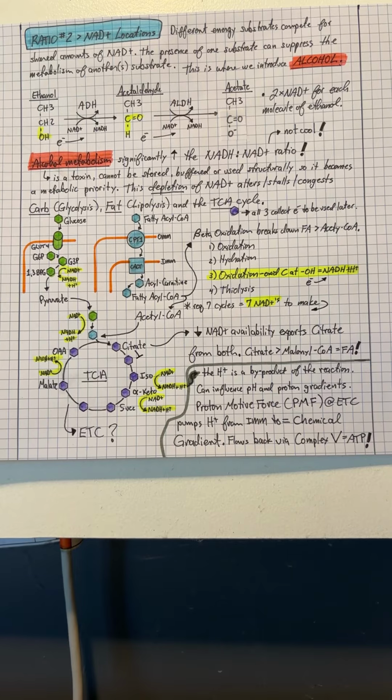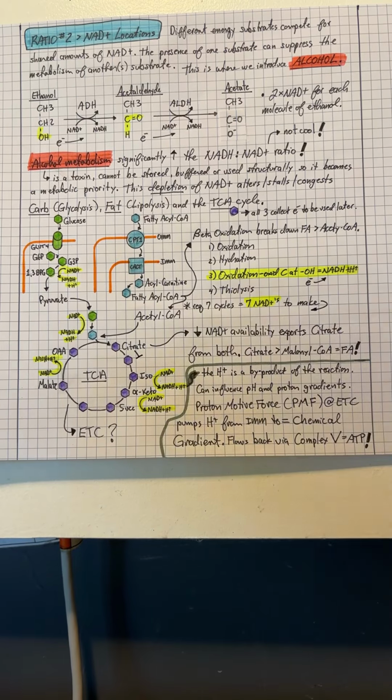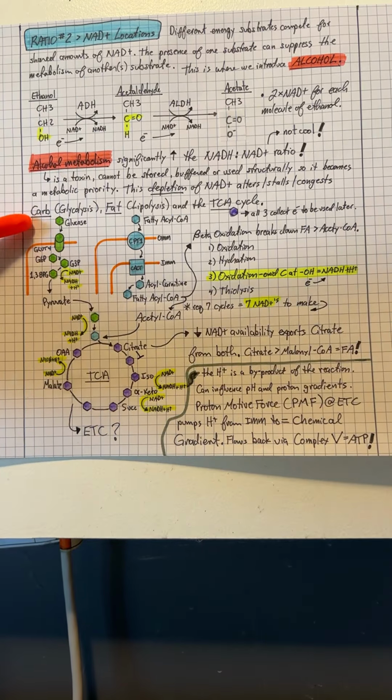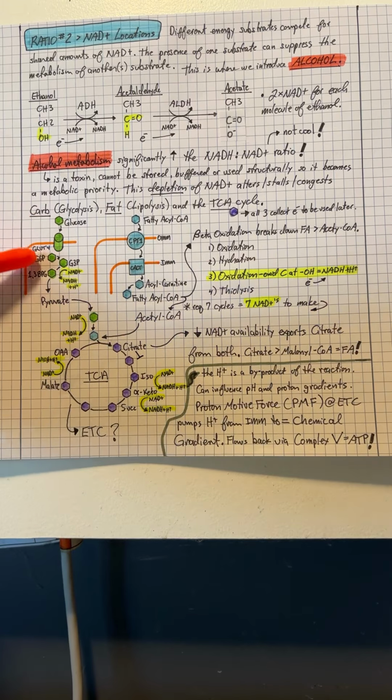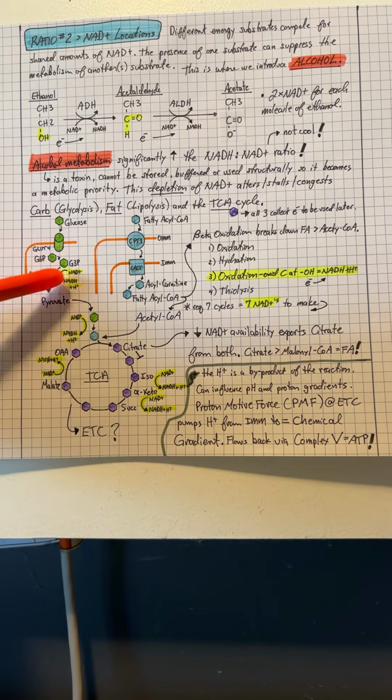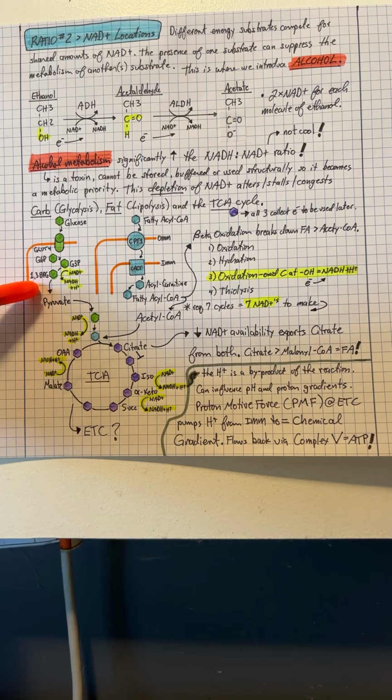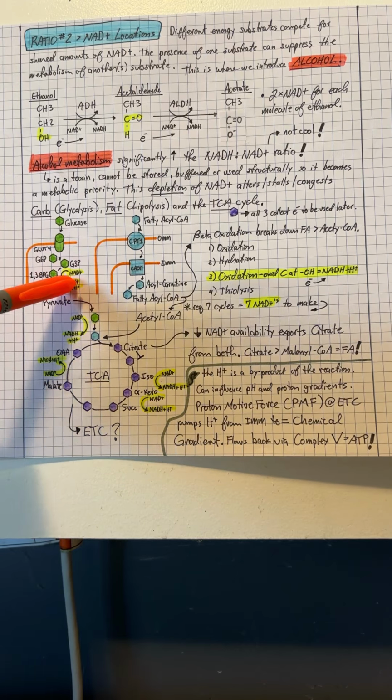So what suffers? What substrates suffer? Well, carbs, as we've seen before, they enter into the cell, turn into G6P, G3P, P13, BPG. We've seen this before. We use an NAD there.